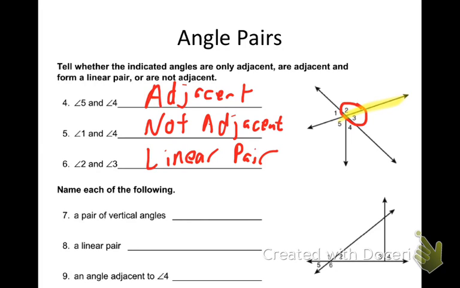So first thing to check is, are they adjacent? If they're adjacent, do they form a line? Then they're a linear pair. All right, try 7, 8, and 9 on your own here. Take a couple seconds and try these 3. Find a pair of vertical angles. There are 2 answers there. Find a linear pair. There are 5 answers there. And then find an angle adjacent to angle 4. There is 1 answer there.